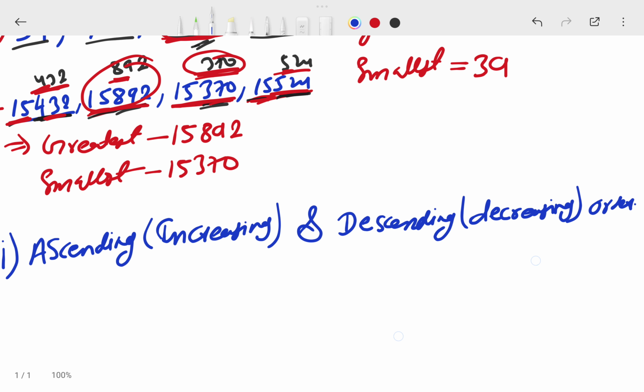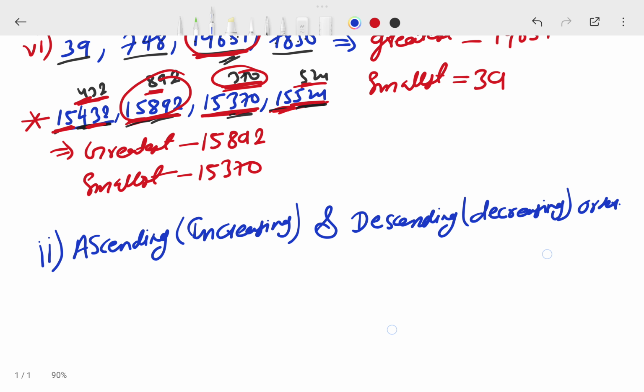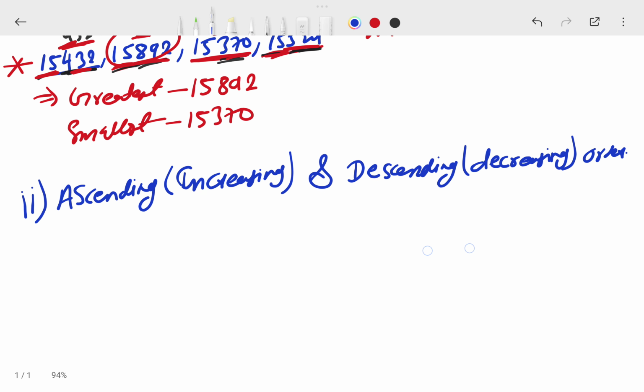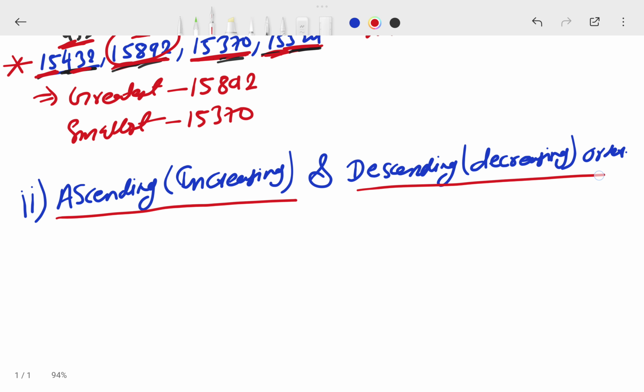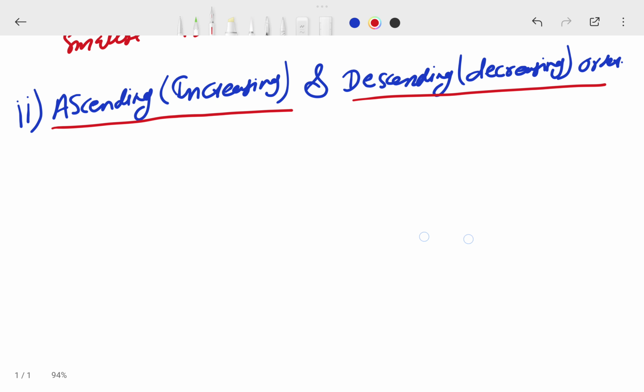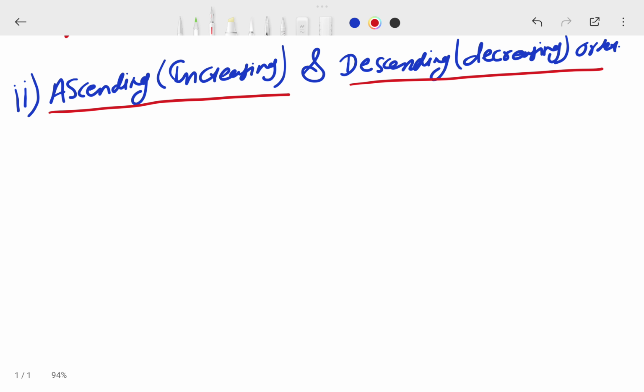Now, let's talk about ascending and descending. What is meant by ascending order and what is meant by descending order? Let's see. So let me drink water. Okay, right. Ascending and descending are simple.